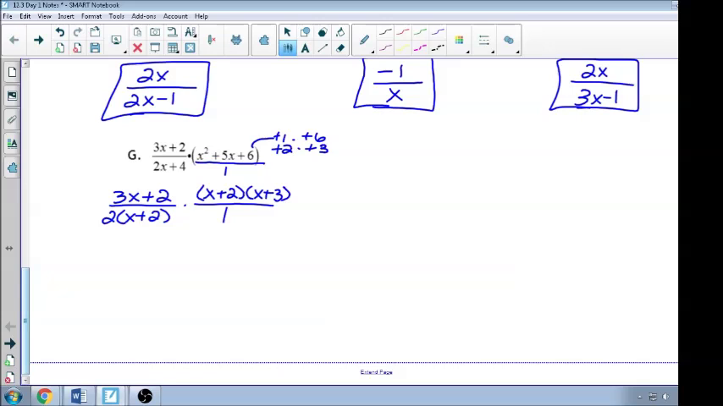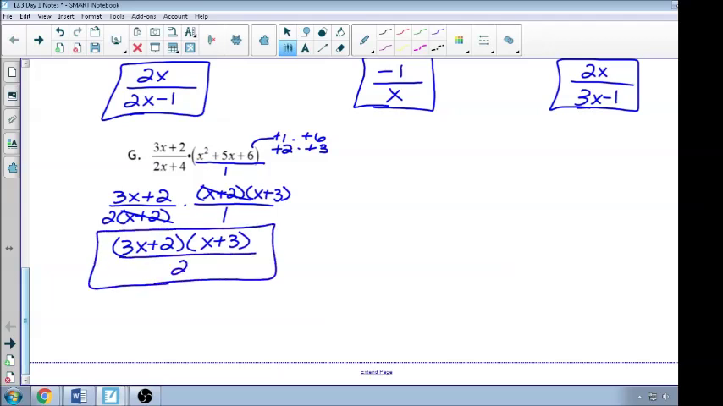At this point, I'm done factoring. There's nothing more I can factor, so I'm going to go ahead and cancel what I can. Well, that would be the x plus 2s. So I'm left with 3x plus 2 times x plus 3 over 2. And that's the farthest I'm going to take it.